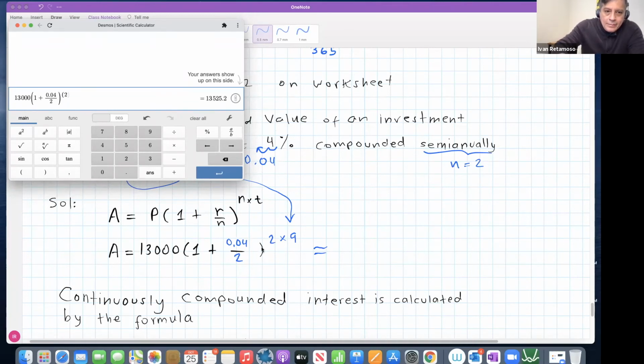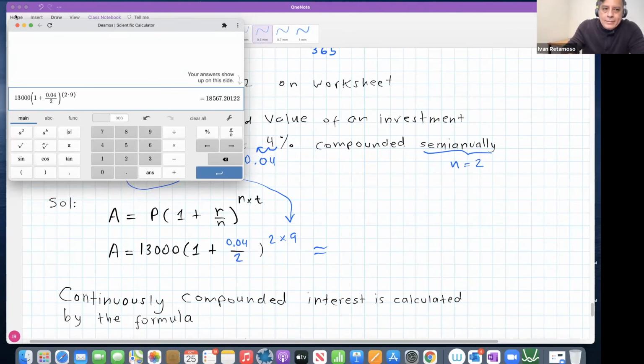2 times 9. Professor, 2 times 9 is just 18. Yeah, but in case the numbers are not friendly, this is the way you have to type it in general, right? Worst case scenario. Look, result: 18,567.20, right? Rounded to 2 decimal places, up to cents.